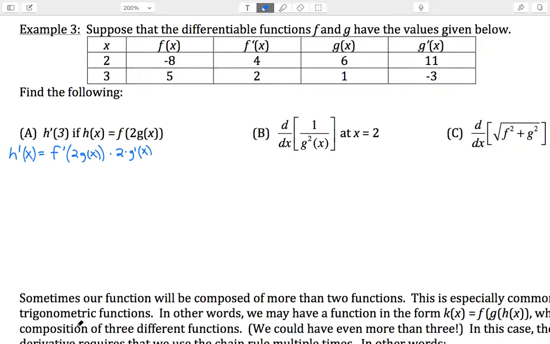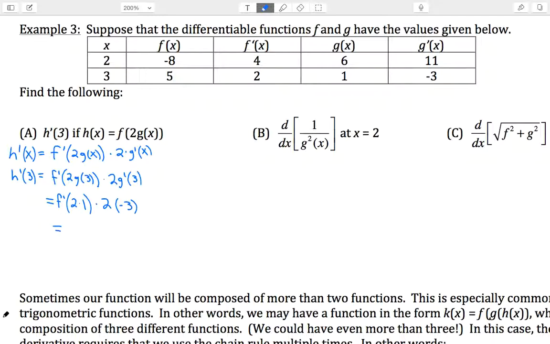Good? And now you just plug in your 3's. So f prime of 2 times g of 3, times 2 times g prime of 3. So it's f prime of 2 times, what is g of 3? 1, times 2, and what is g prime of 3? So this is f prime of 2.